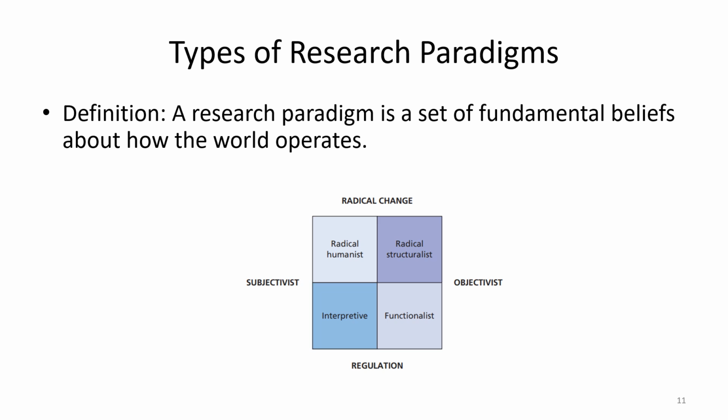It emphasizes understanding the world from the perspective of an individual or a group or a culture. On the other hand, objectivist assumes that reality exists independently of our perception and can only be understood through observable or measurable facts, something that we can see with our senses. Regulation and radical change are two dimensions that actually lead to four paradigms.